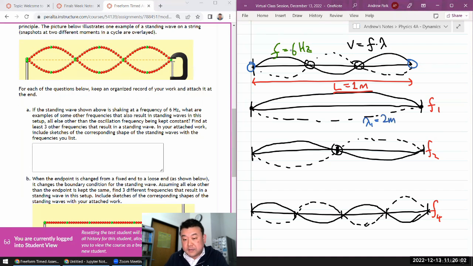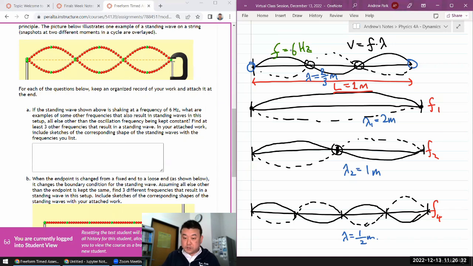Here, my wavelength is exactly the length of the medium. And here, my wavelength is half of the medium. And to wrap this up, my wavelength here would be 2/3 of the medium. Yeah, 2/3. Let me just leave that there.